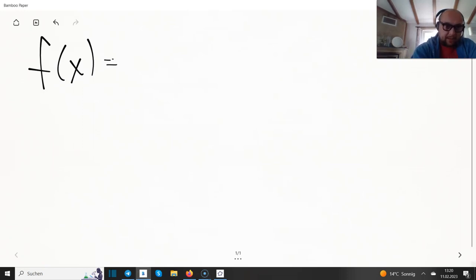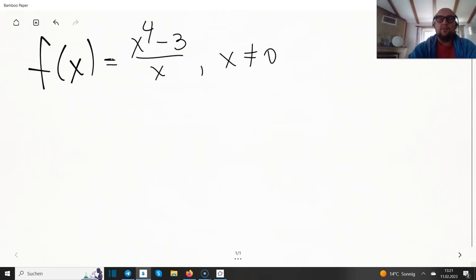Today I would like to talk with you guys about some properties of the function x to the power of 4 minus 3 divided by x. Obviously x is not allowed to be 0, but what's happening next? So the domain is everything but 0.